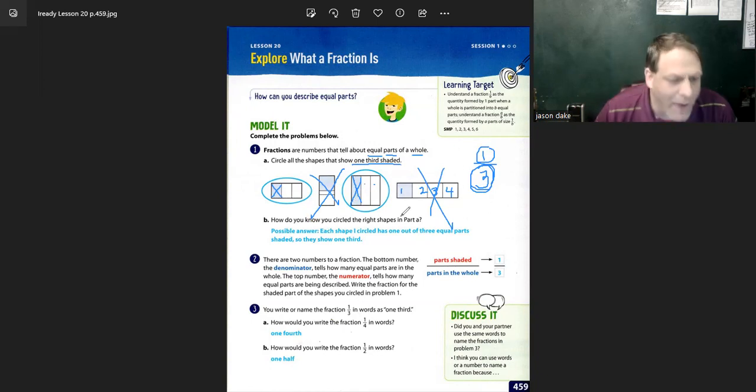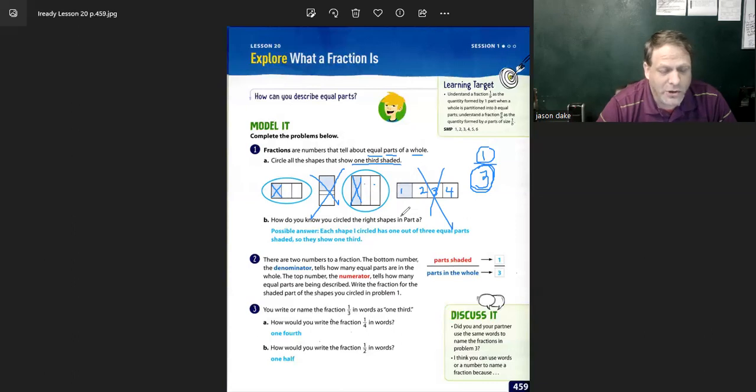So how do you know you circled the right shapes in part A? Let's go to 1B. Possible answer: each shape I circled has 1 out of 3 equal parts shaded, so they show 1/3. Let's go to number 2.